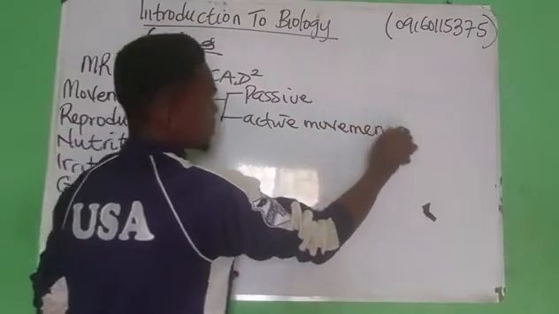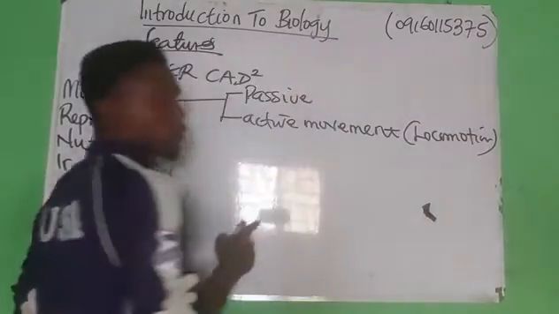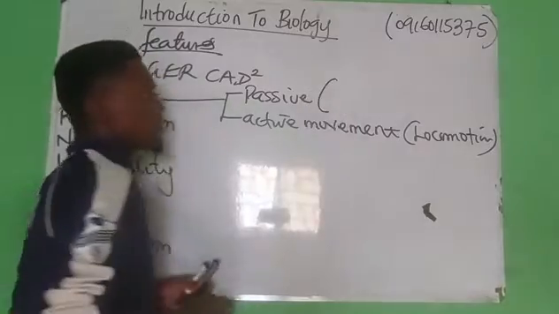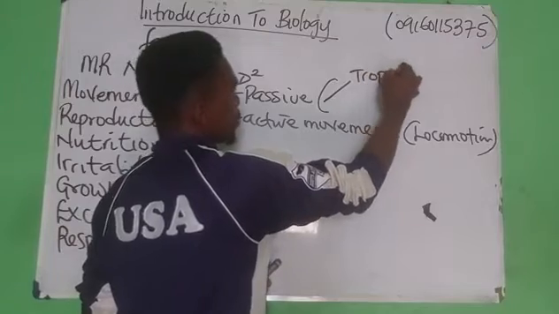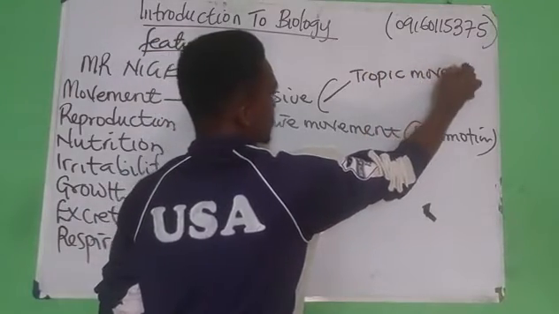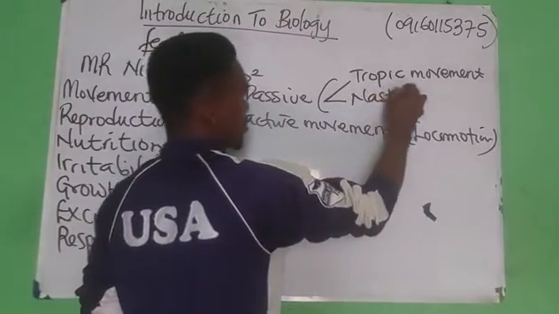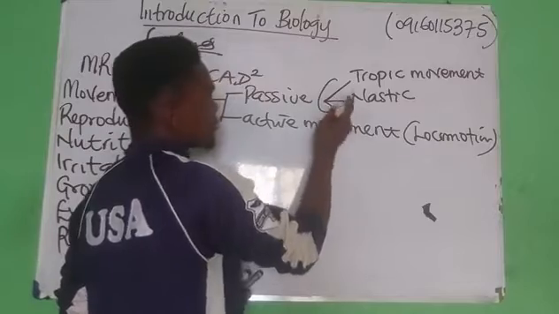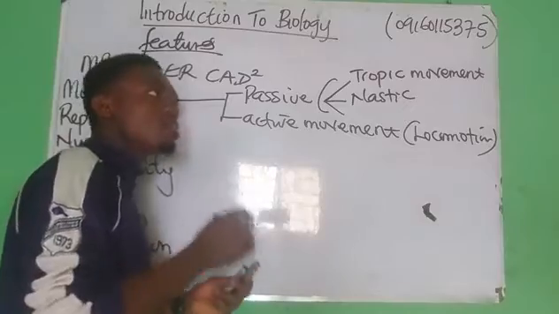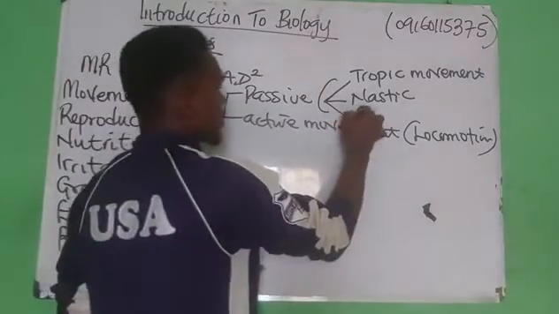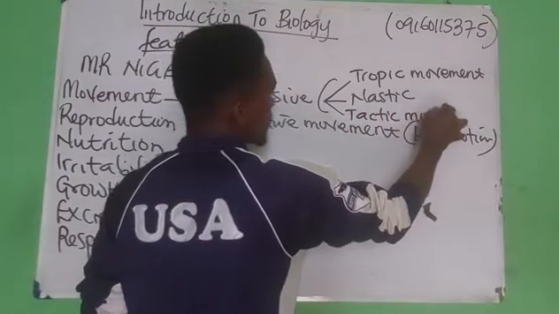It is this active movement that is also called what? Locomotion. This active movement is also called locomotion. Now this passive movement is mainly exhibited by what? Plants. Then you now have tropic movements, you have nastic movements. And of course, one of these movements is exhibited by other microscopic organisms and certain macroscopic organisms like insects. This last one is what? Tactic movement. Tactic what? Movement.